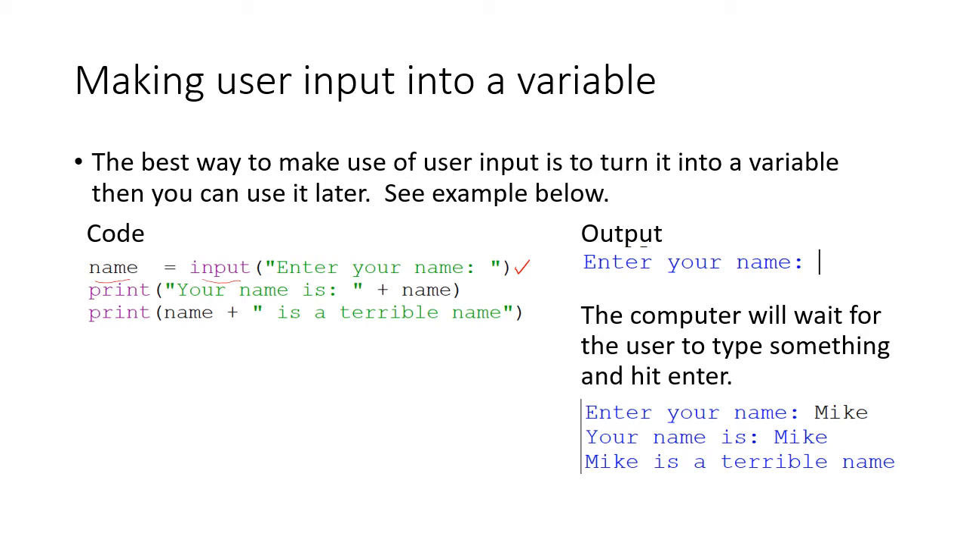So now it says your name is, and it's going to be whatever the user typed. So down here in this example, I typed in Mike. It says your name is Mike, because that's what I typed in. And then it says name plus is a terrible name, so it puts in Mike is a terrible name.